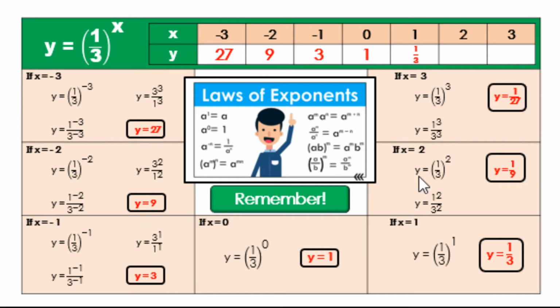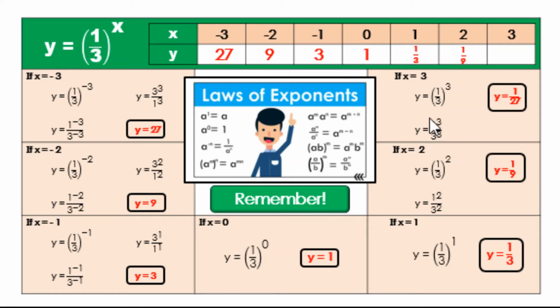When x is equal to positive 2, by substitution, we have 1/3 squared. That is, y is equal to 1 squared over 3 squared. So 1 squared is 1, 3 squared is 9. So therefore, y is equal to 1 over 9. So when x is equal to 2, y is equal to 1 over 9.